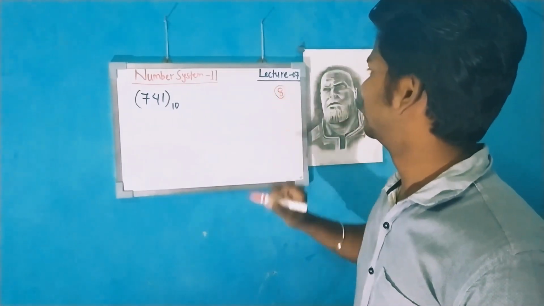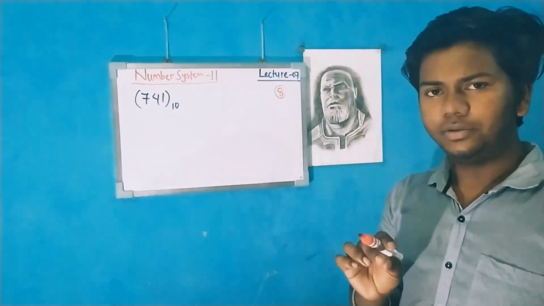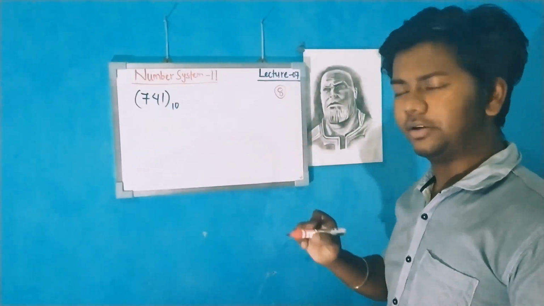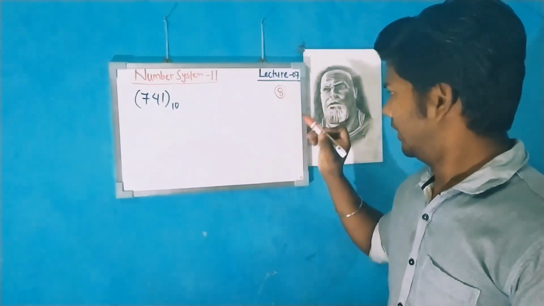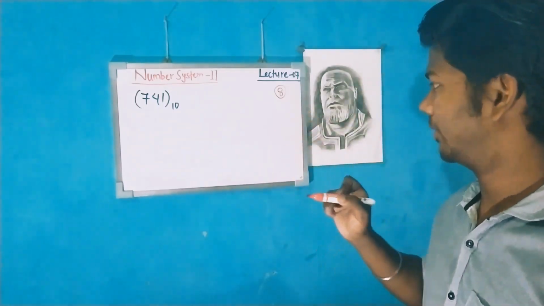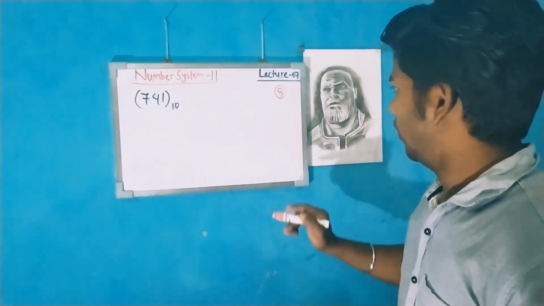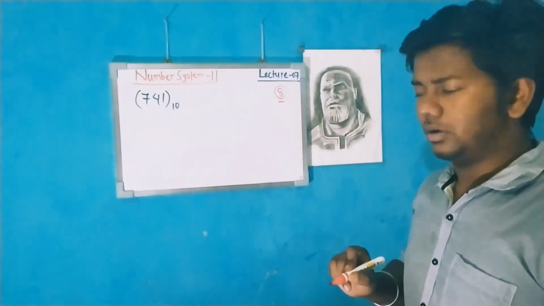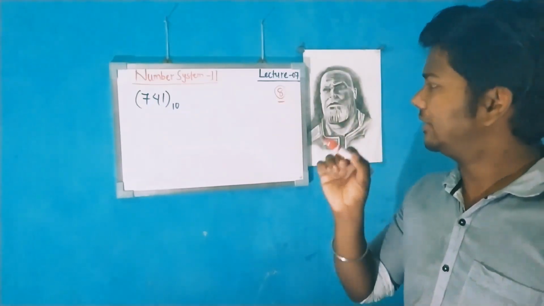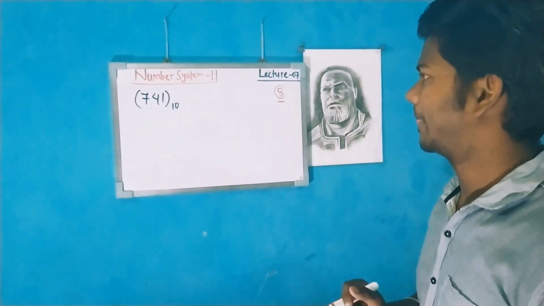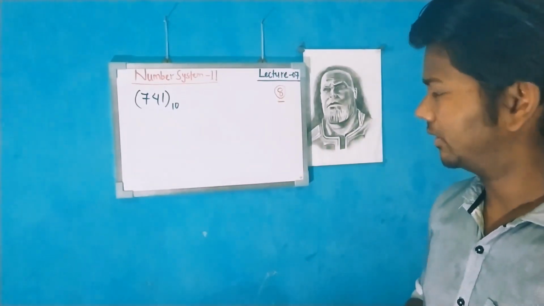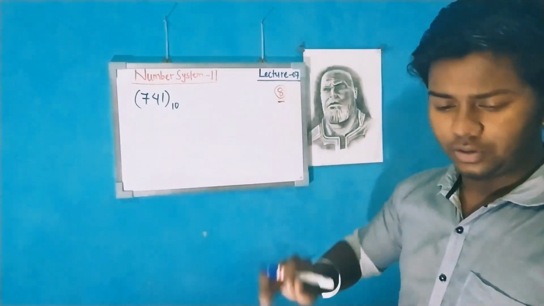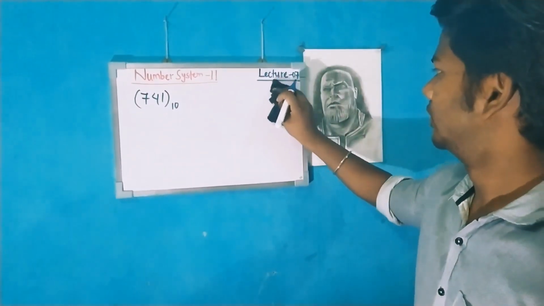Base is 8. So we divide the number by 8, and every time we have some remainder value and we just count those remainders. And what about fractional parts? For the fractional part, we multiply the fractional part by 8 and we write the carry. So here, just convert this 741 into octal form.